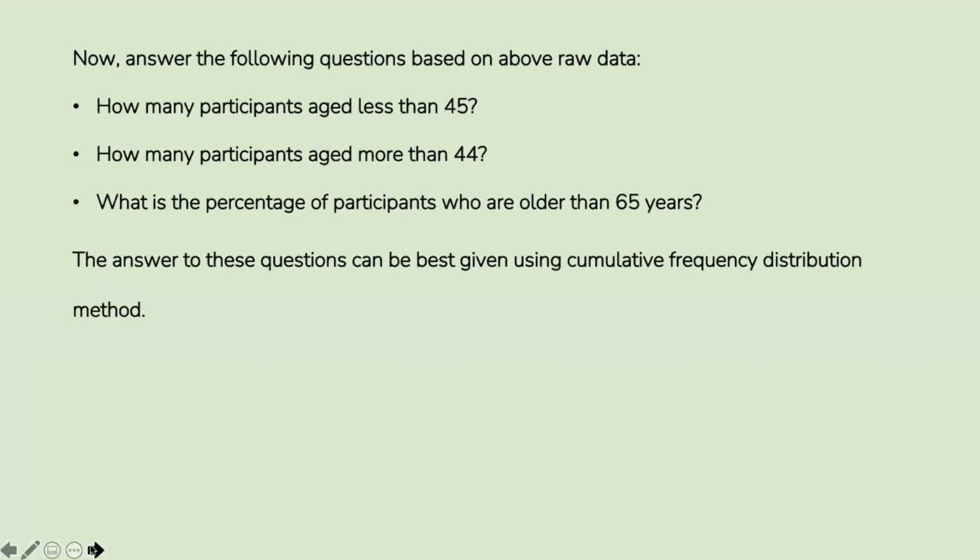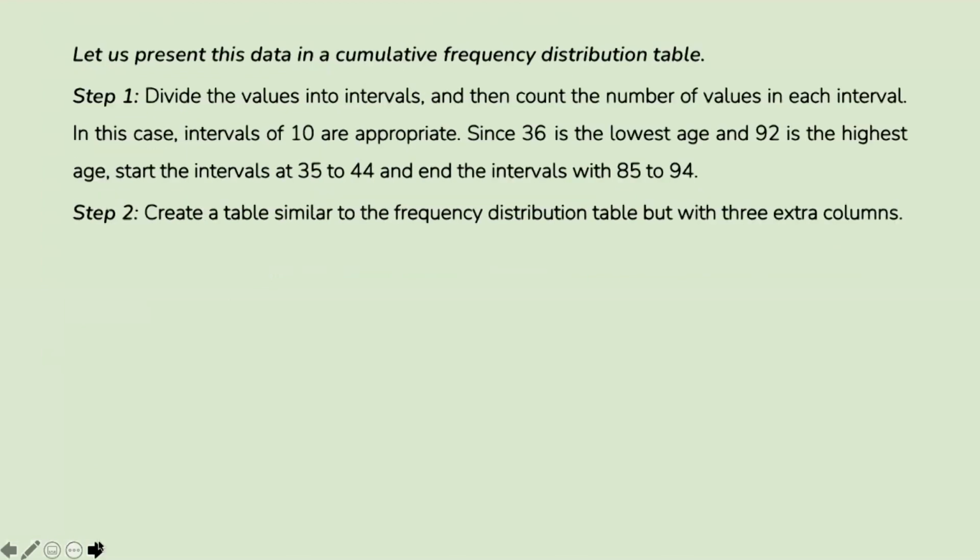Based on that cumulative frequency distribution, you have to answer the following questions. The questions are: how many participants are aged less than 45? How many participants are aged more than 44? And what is the percentage of participants who are older than 65 years? Then you have to answer these questions by using the cumulative frequency distribution method. Now let us see how to do this. First of all, I'll discuss these steps, and then we'll solve the question.